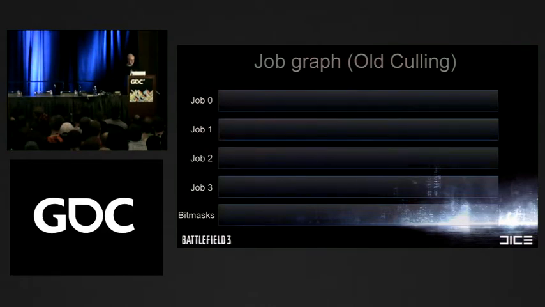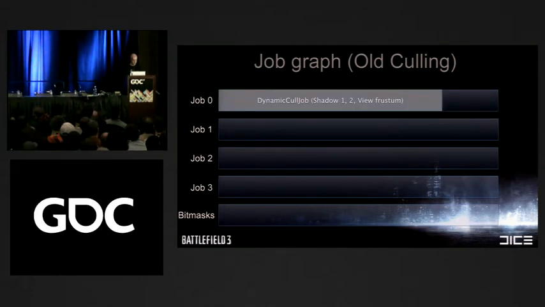So what we have first is a job graph where we run our culling jobs. Here's an example where we have 4 jobs. The first job we are running is the dynamic job. And in this example we have 3 frustums: shadow 1, shadow 2, and the view frustum. So first, this job just collects and finds all visible entities for the dynamic entities.